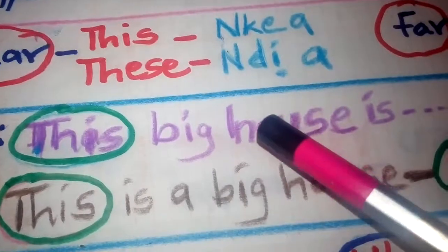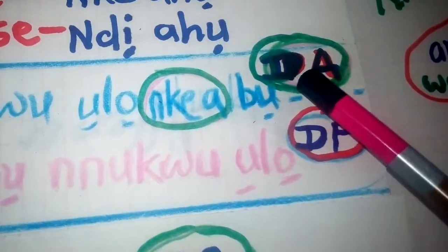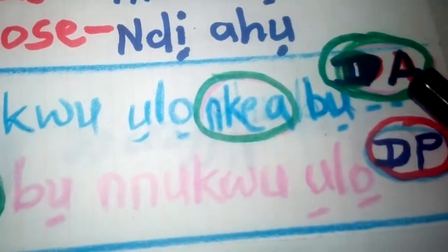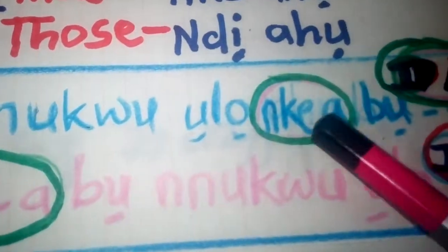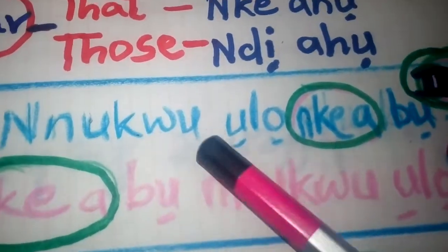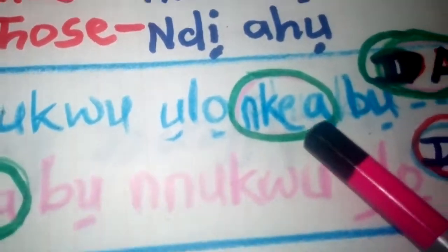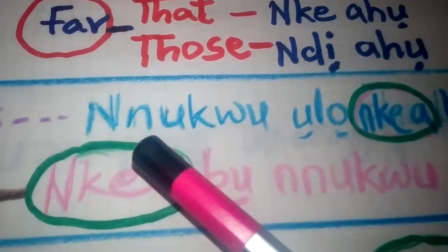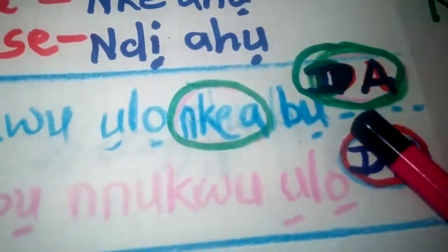But in Igbo language, demonstrative adjective, that I use DA to show demonstrative adjective, comes after the noun. They are placed after the noun. See the noun, nnukwu ụlọ. Nke a is the demonstrative adjective. So it's placed after the noun. And that's how to know demonstrative adjective.